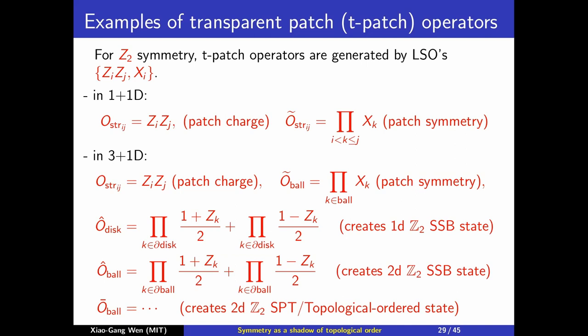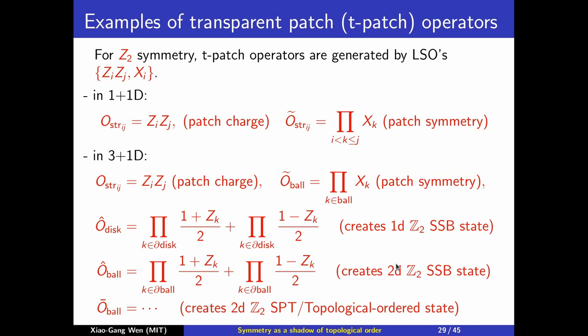So actually those transparent patch operators in high dimension become very rich. Presumably, if you do the calculation right, you can recover the lower dimensional topological order and SPT order just from this point of view. And you may ask why include those, since it seems not important for the symmetry.